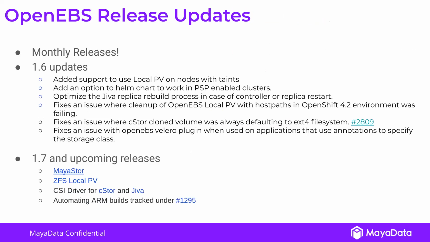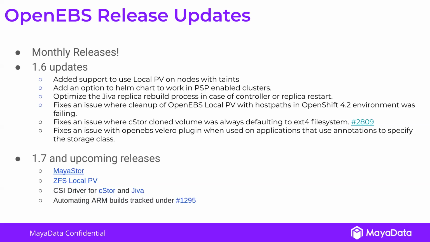So hopefully that discussion was useful. I'd like to point out that with OpenEBS, we do monthly releases, and Litmus as well. We typically do releases on the 15th of the month. 1.6 came out on January 15th, including a lot of bug fixes and some optimizations for Jiva rebuilds. 1.7 will very likely come out on the 15th of February.